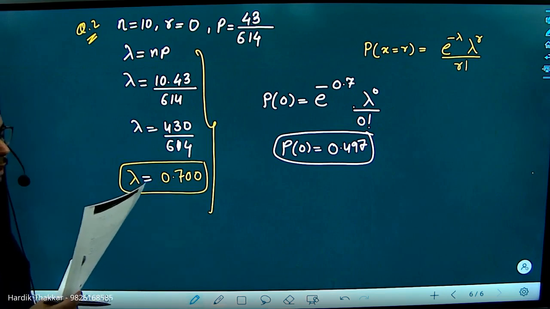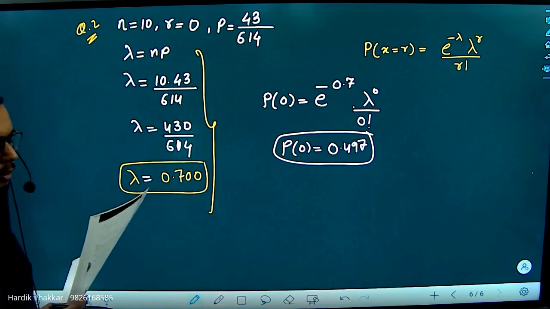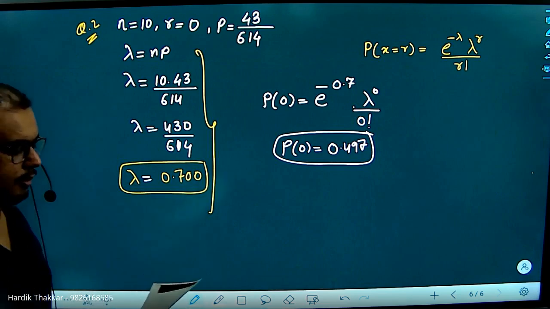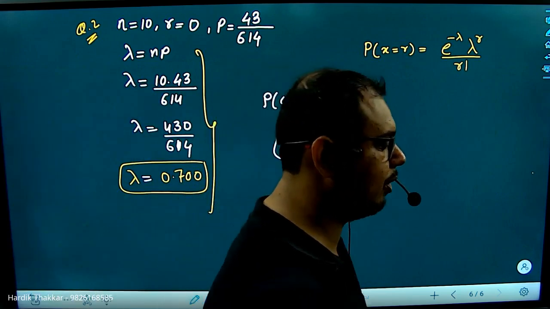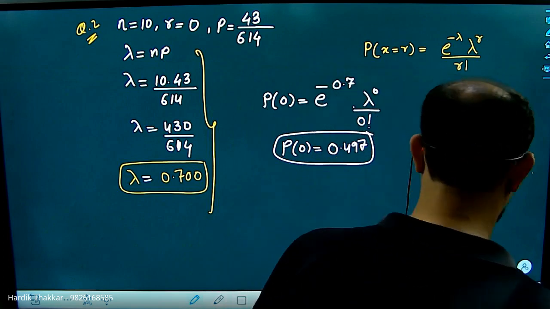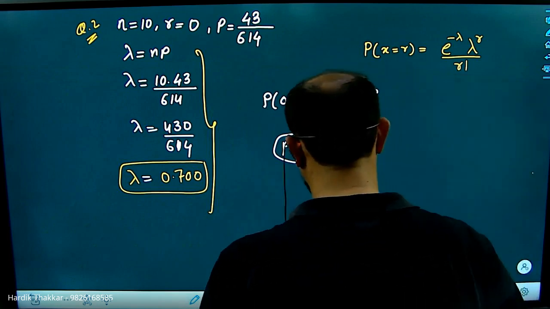Now similarly, try to solve the third part on your own. First, identify a few values: what is n, what is p, and what is r. Only three things are required.